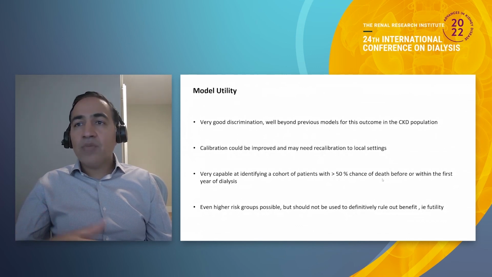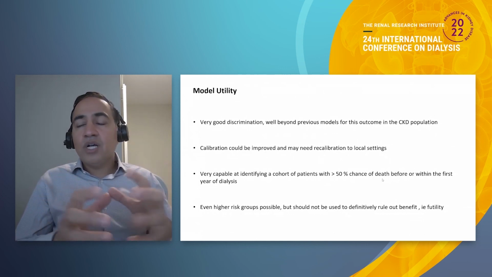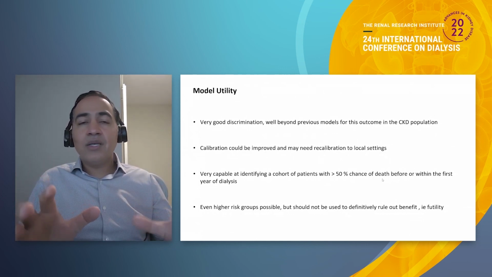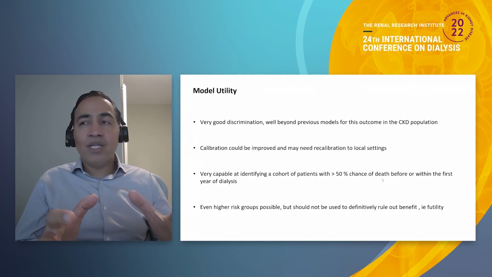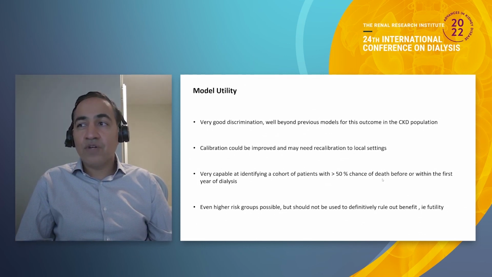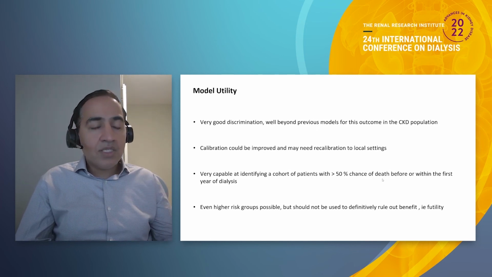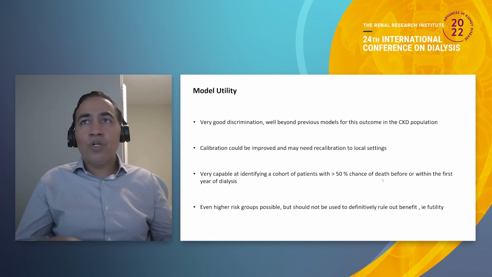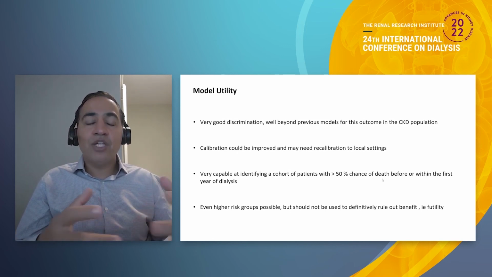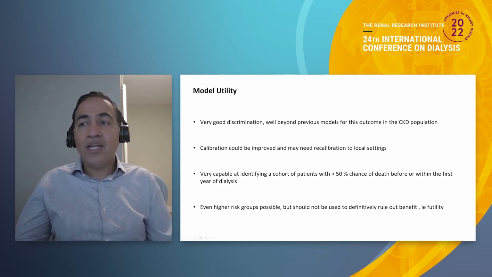We will calibrate this model to local settings, and I don't think it's necessary to tell somebody you shouldn't be on dialysis, but it's important to tell somebody that you may have a 50% chance of death within the first year of dialysis. It's not to say dialysis is futile, but it's to say you should know what you're getting into before you make this major life change for you and your family.